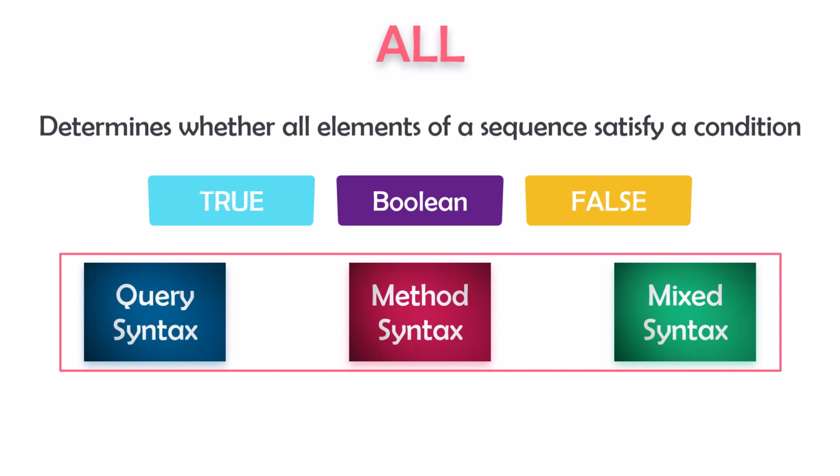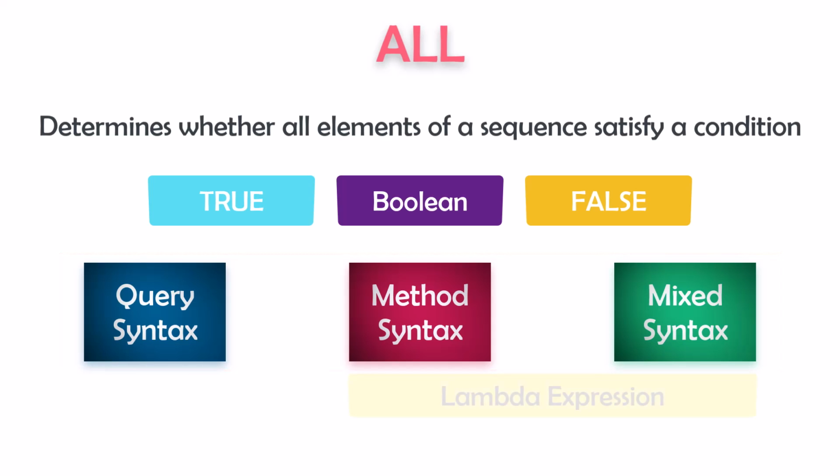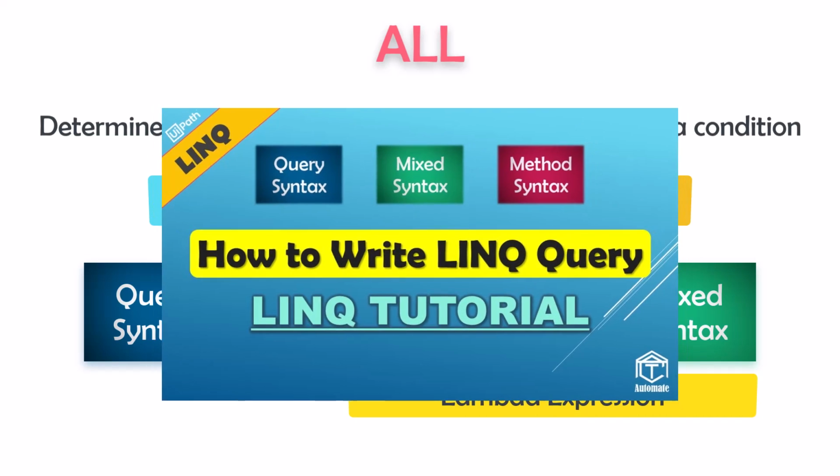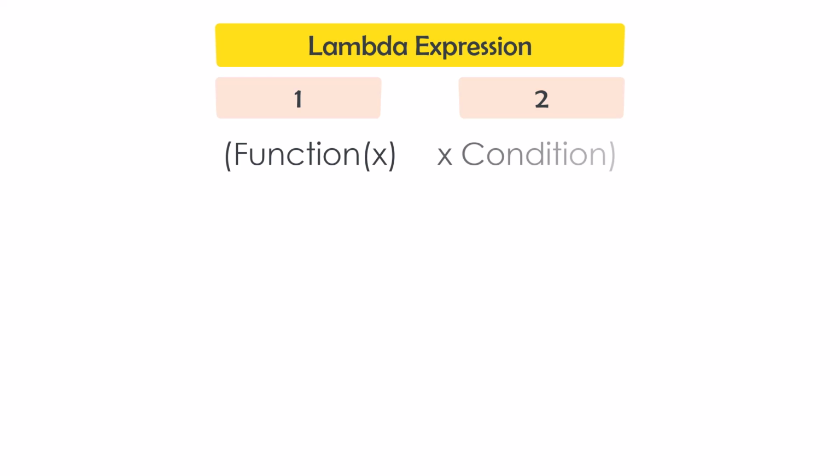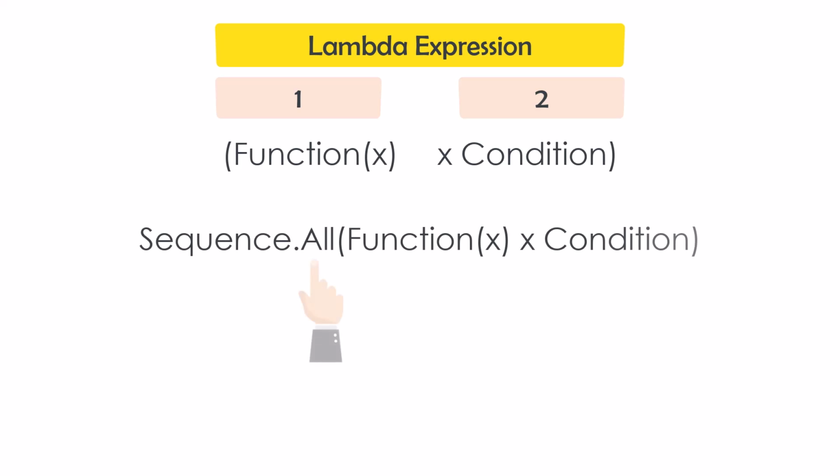By the way, these are the three ways to write a LINQ query. To use this operator we need a Lambda expression. In the last video I talked about how to write a LINQ query, and what a Lambda expression means. If you want to learn more about that, please check the following video on my channel. A Lambda expression consists of two parts. On the left side we set a function with a variable, for example x. On the right side we set a condition using this variable. The all operator looks like this one here. I set the operator, then the Lambda expression.